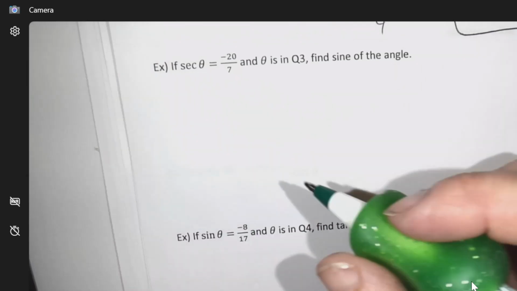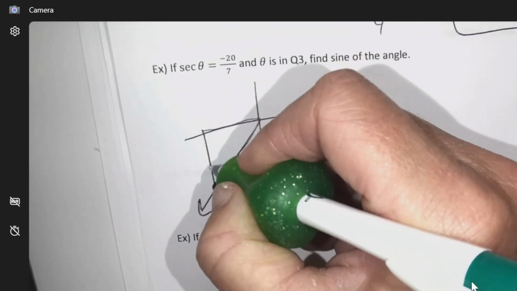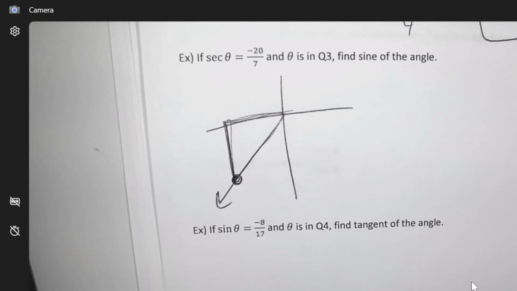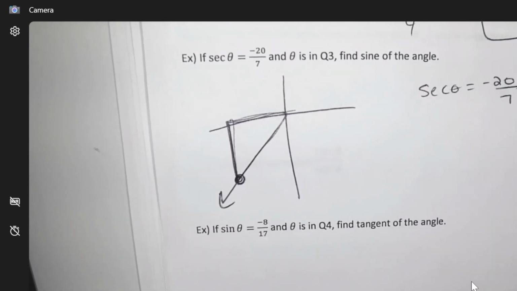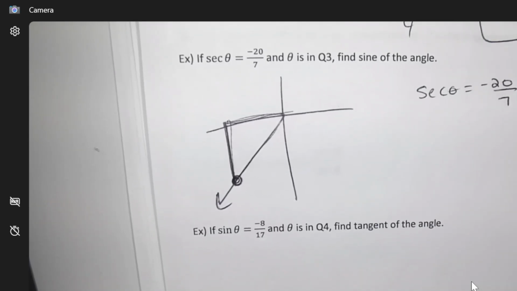Okay, so now we have a quadrant 3 angle. Quadrant 3. Okay, here's what I told you. The secant of this angle is -20/7. So which 2 letters have I given you if I've told you a secant? R and X. I've told you an R value and an X value.